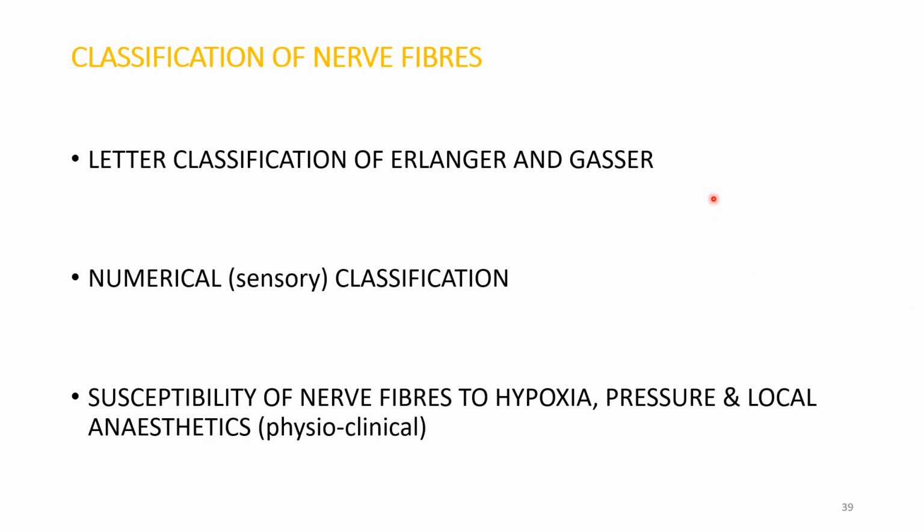Now coming to the last topic in this session, that is classification of the nerve fibers. We have 3 classifications. First one is the letter classification of Erlanger and Gasser. Second one is numerical classification or sensory classification. Third one is susceptibility of nerve fibers to hypoxia, pressure and local anesthetics. It is also called physioclinical classification. So this can come as a long question and these can also come as short questions.